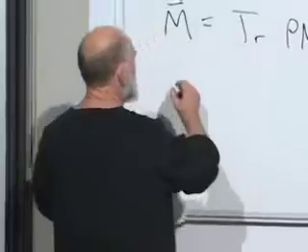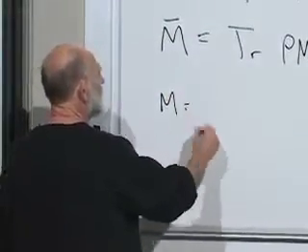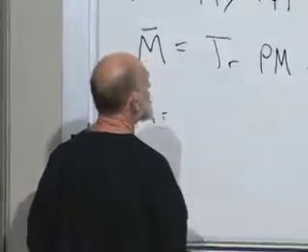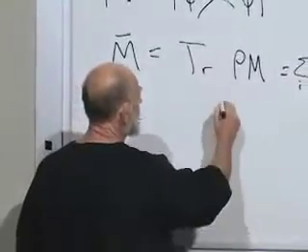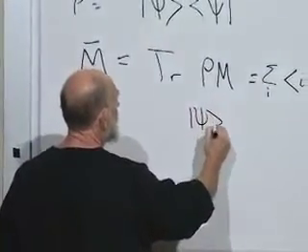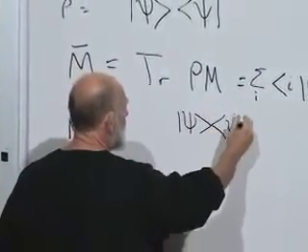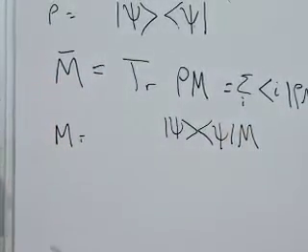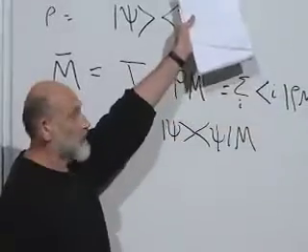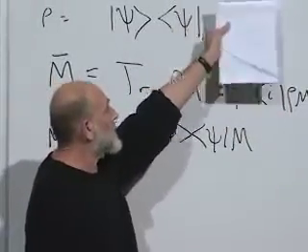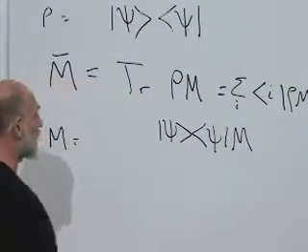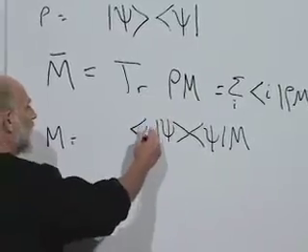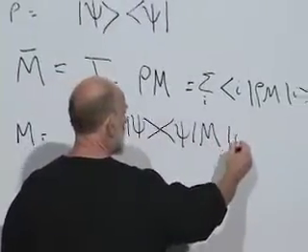In that case, M bar is equal to the trace. I'll write the trace in a moment. Psi M psi. And now we take a complete basis, whether or not, as I said, it does not matter whether the basis is the basis in which rho is diagonal. I.